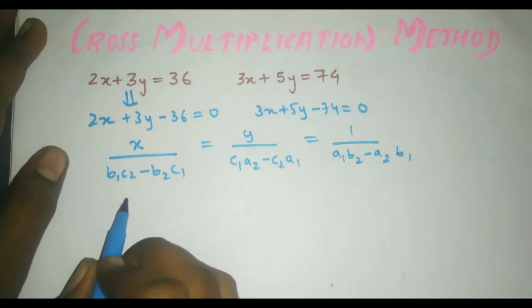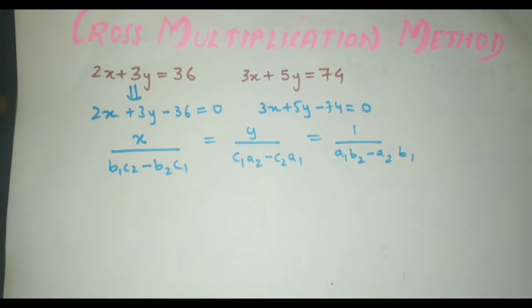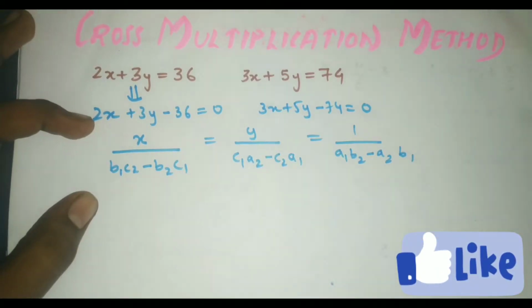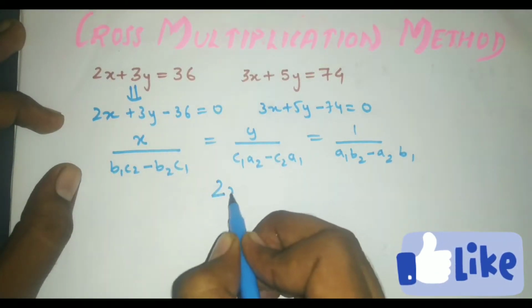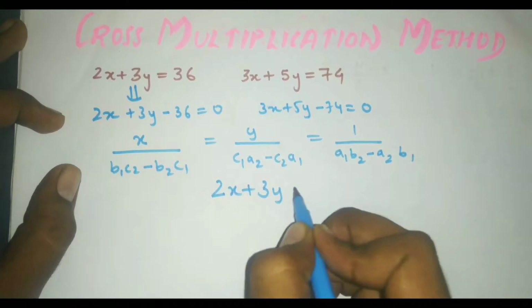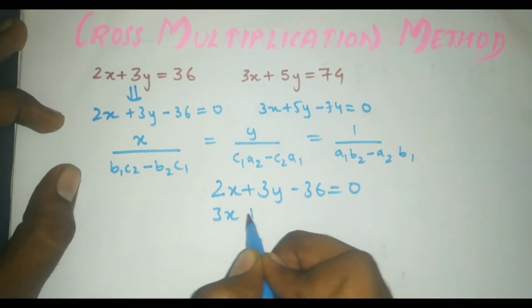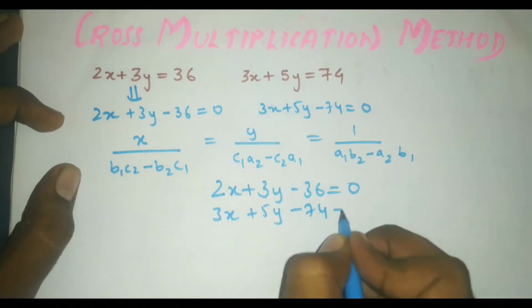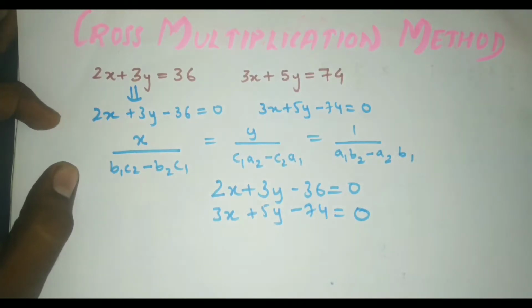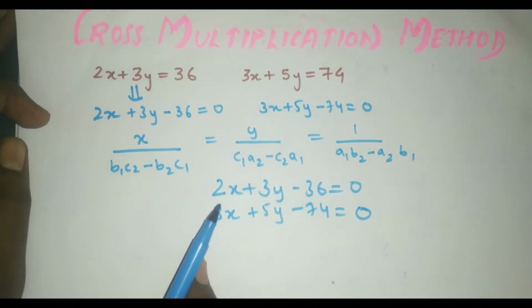Now remember one thing: if you don't want to remember this formula, you can do one more thing. Write the equations 2x plus 3y and the other equation together in a vertical way, one below the other. Now I have written the two equations. See these terms; you have to see only the coefficients.